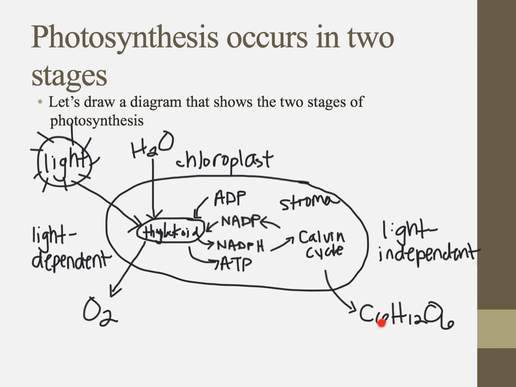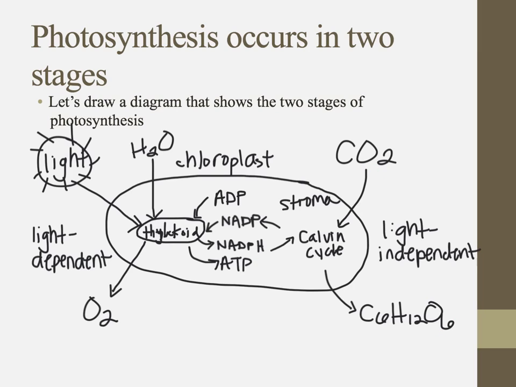Now I need C's and I need O's. Oh, well, I know what we need. We need carbon dioxide. That's the other reactant that we haven't drawn in yet. So that's going to come into play in this light-independent reaction. And now I have all of the things that I need: C's, H's, and O's.